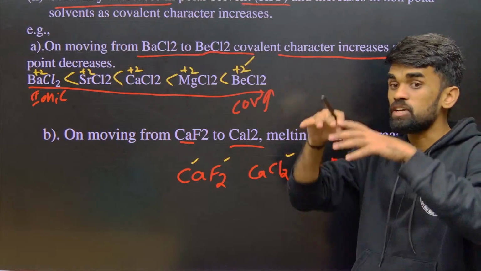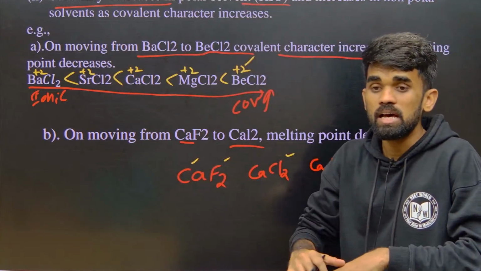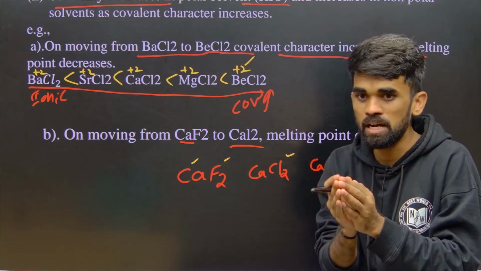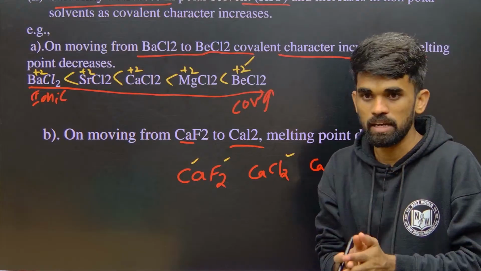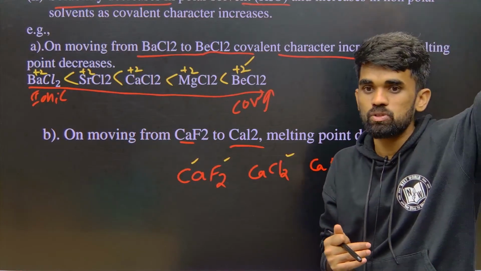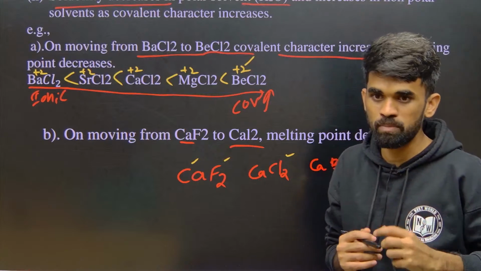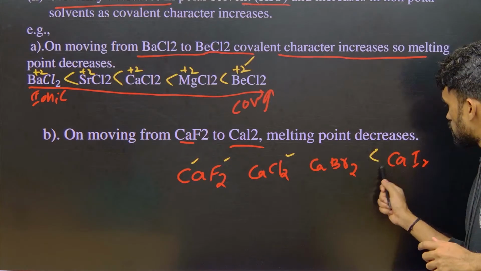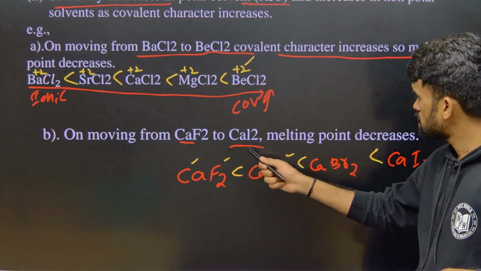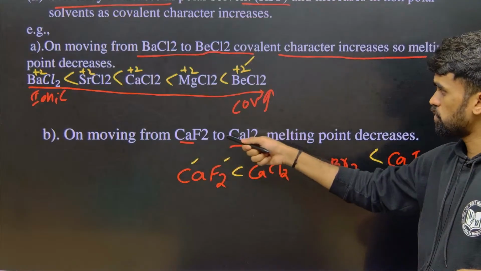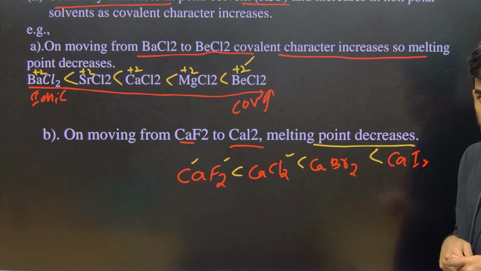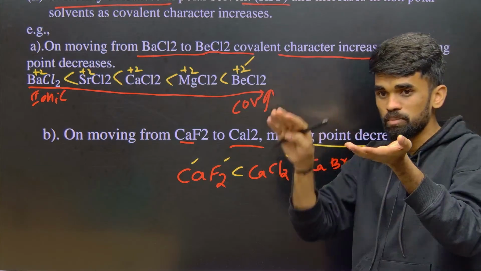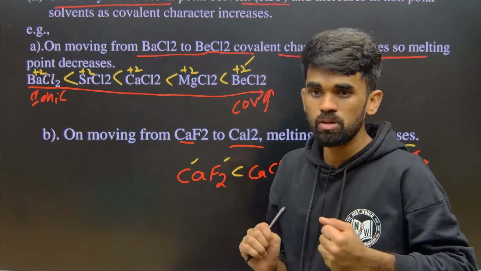For anions, size should be larger, and charge should also be larger. For cations, size should be smaller and charge should be bigger, like +3, +4. More positive charge means more effective nuclear charge and more polarizing power. So which has more covalent nature? Based on this, moving from CaF2 to CaI2, the melting point decreases. Why? Covalent nature is increasing. As covalent nature increases, melting point decreases, because ionic compounds have a higher melting point.